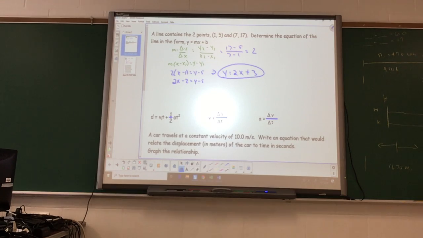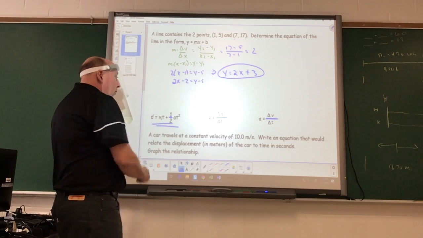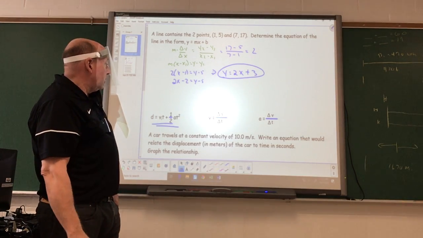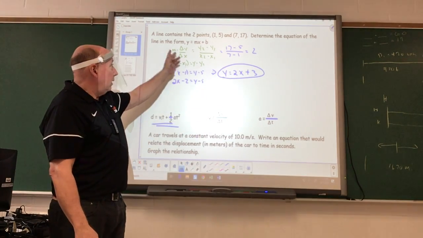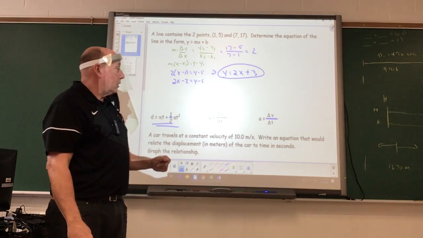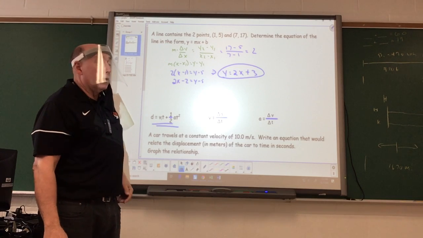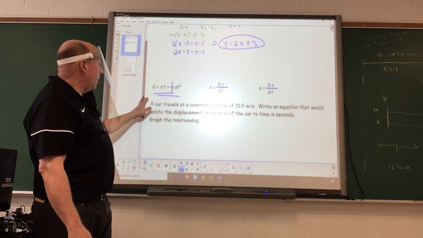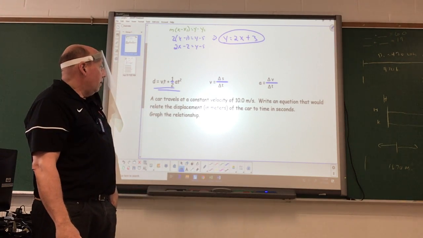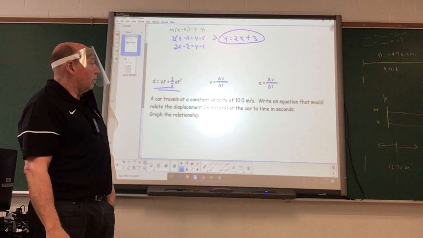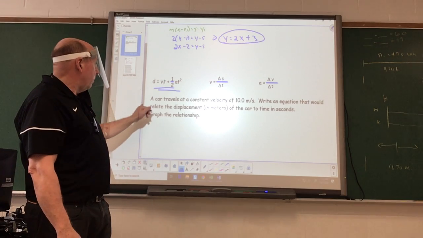Well, we have equations here that we're going to be dealing with. We have our base equations with velocity, acceleration, and time: delta S over delta T, and delta V over delta T for acceleration. We can relate that to the idea of slope also. A car travels at a constant velocity of 10 meters per second. Write an equation that would relate the displacement in meters of the car to the time in seconds. Graph the relationship.